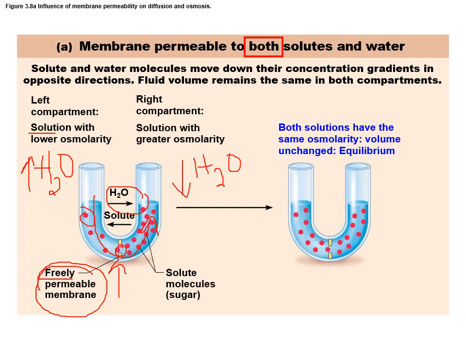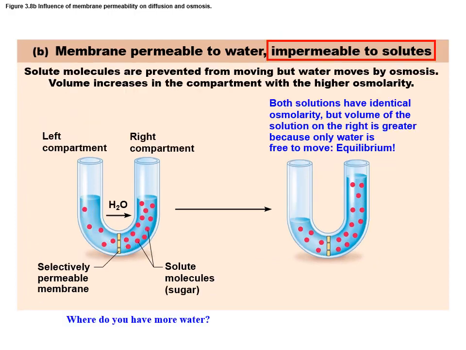And since both of them fit, the movement will continue until we see that we have both solutions at the same osmolarity. So the same concentration of water on both ends, the same concentration of solutes on either end. This is then a perfect example of equilibrium, where the volume with the naked eye is indicative that both the particles and the water are equal. So keep this in mind, and then let's take a look at the next example.